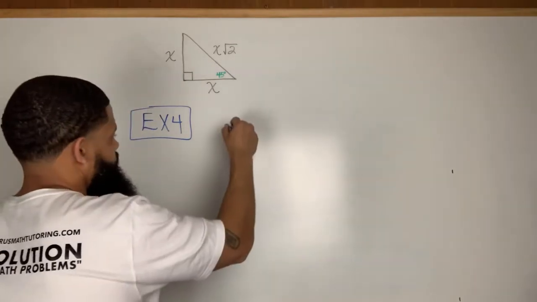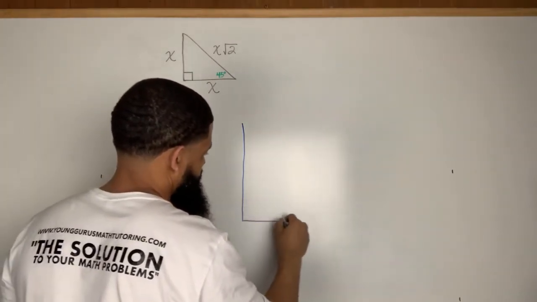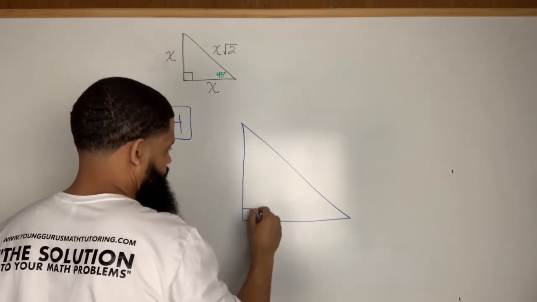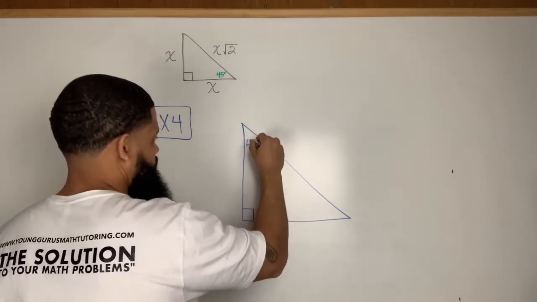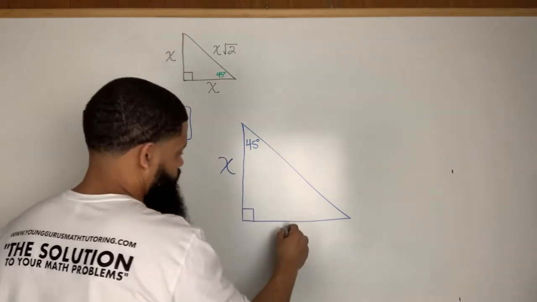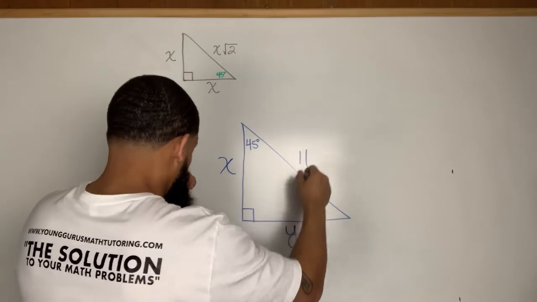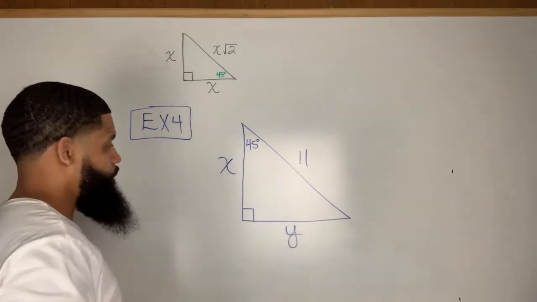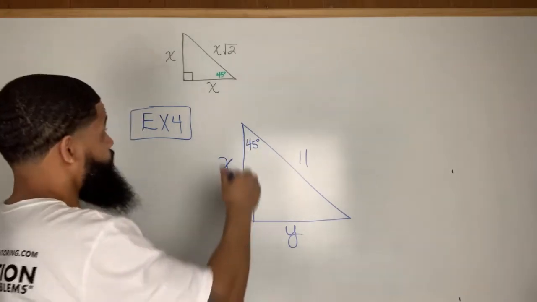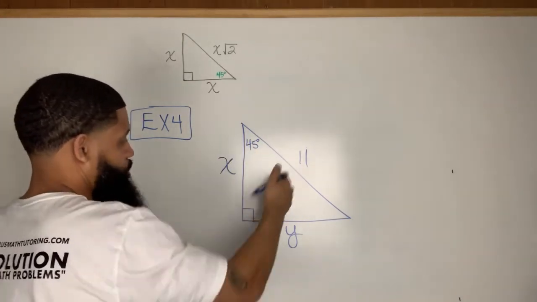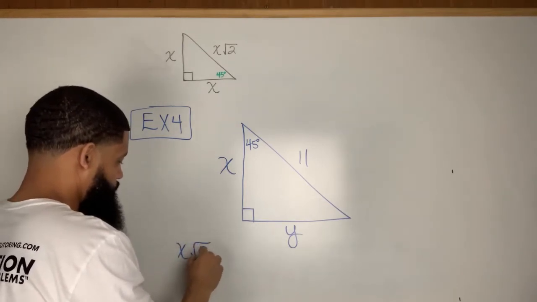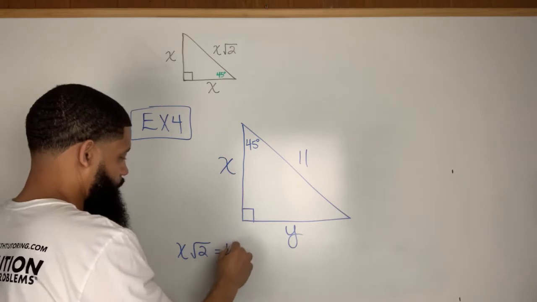Let's see. We're going to do an upright triangle this time. We're going to pretend this is a perfectly right triangle. This one is going to be 45 degrees. And we're going to say X here, Y here. And we're going to get 11 for the hypotenuse. All right. Now, I have the hypotenuse. So now remember, the leg times the square root of 2 is equal to hypotenuse. So I'm going to say x times the square root of 2 is equal to 11.